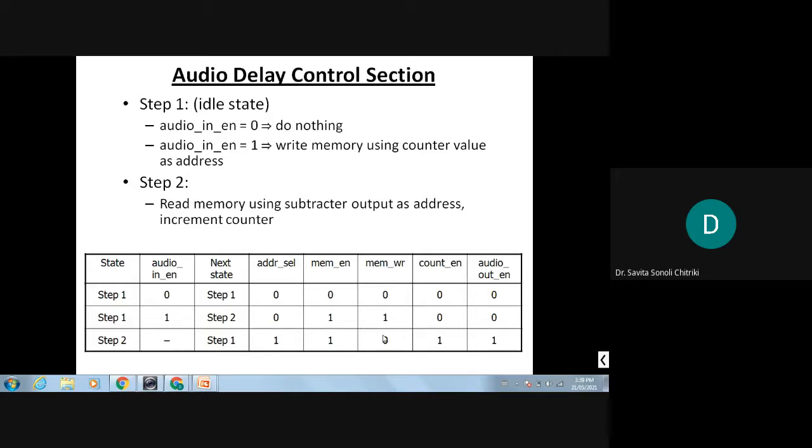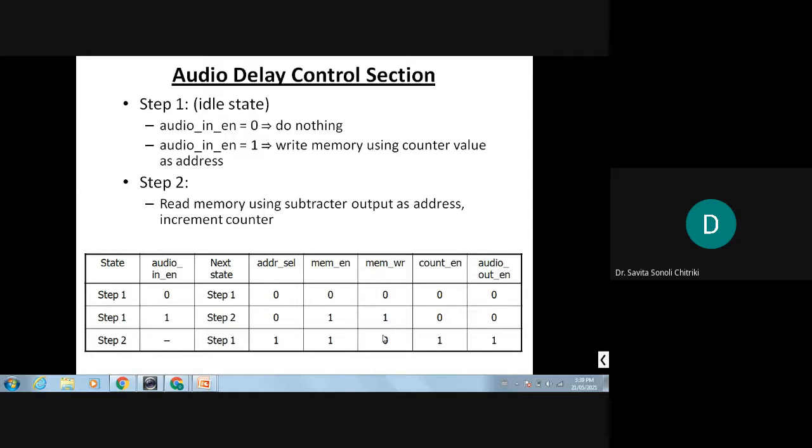Why has memory write gone 0? We are performing a read operation, ma'am. Very good. Because read and write are done on a single line, the memory write is a high signal there. Whenever a high signal comes, writing will take place. Whenever a low signal comes, reading will take place.